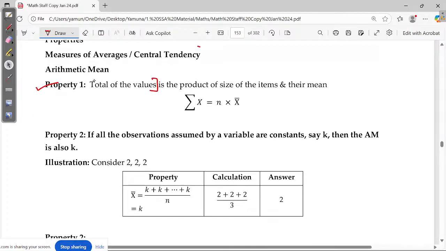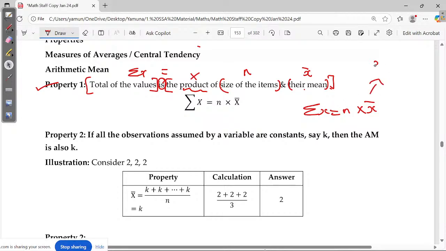Total of the values is the product. What do you mean by product? The operation multiplication. Sum means addition, product means multiplication. Product means at least you need to have two things. So what are you going to multiply? One is the size of the items and their mean. Size of the items is usually denoted by n, mean usually by x bar. So total of the values is summation x, which is equal to n into x bar.